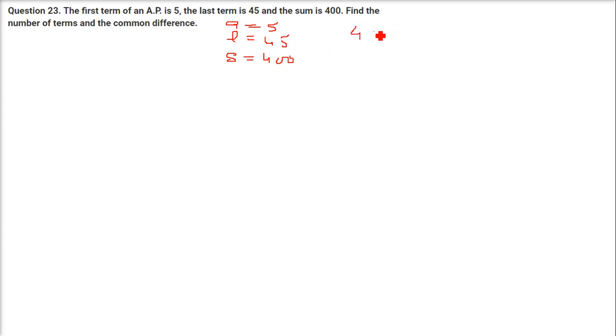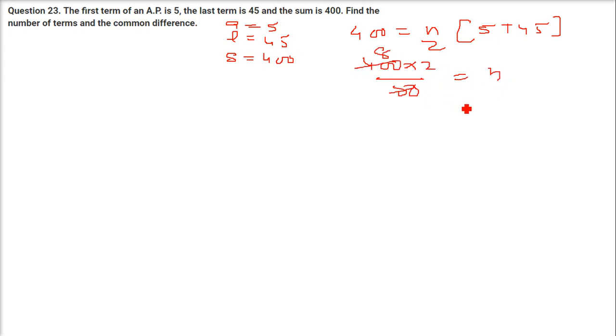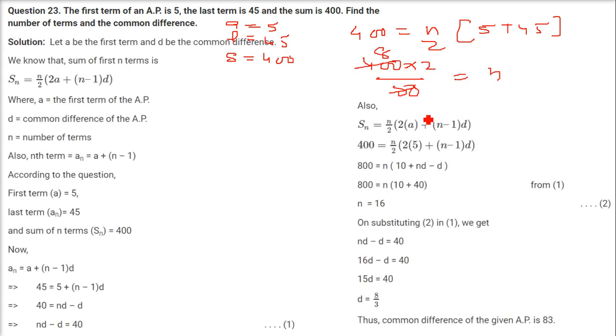Sum is 400. This is going to be n by 2, a plus l, that is 5 plus 45. So this is going to be 5 plus 45 is 50. So 400 into 2 by 50 is your n. 50 8s are 400, 8 2s are 16. So you get n equal to how much? n is going to be 16.